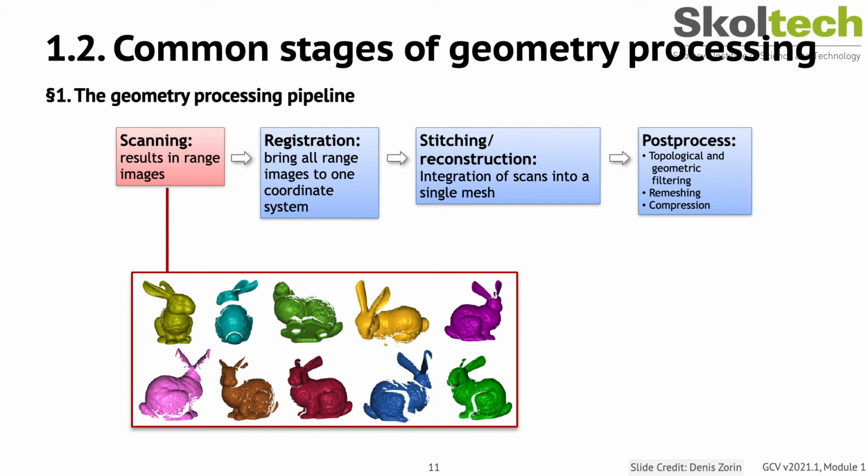Importantly, for most objects, scanning results in multiple separate datasets, or sequences of observations where observations don't precisely match geometrically, as depicted in the figure, where 10 scans of the bunny are represented as range images, each in their respective coordinate system.